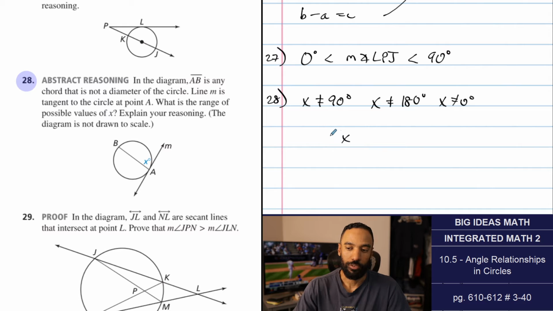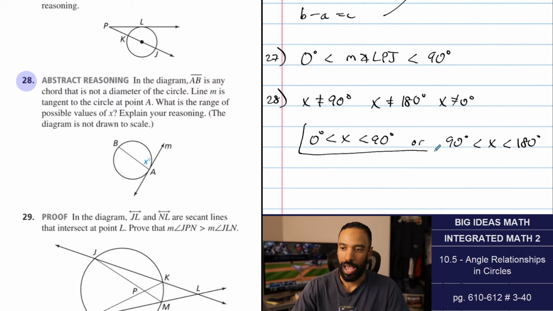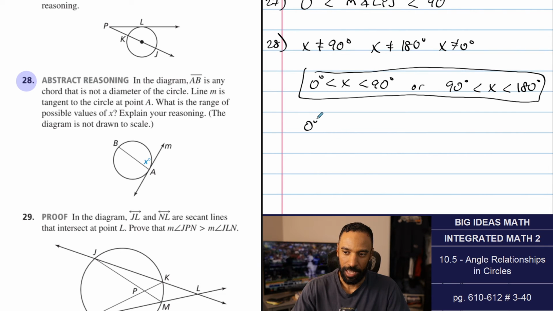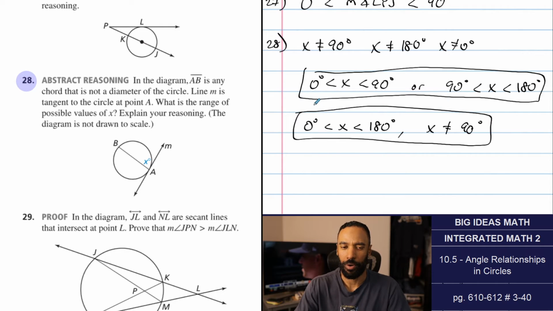So I can write this two different ways. I can either say it can be between 0 and 90, or between 90 and 180. Or I could also say it can be between 0 and 180, but not 90. Like that, X cannot equal 90. If it was a diameter thing, then it would be 90 degrees. Otherwise, it can fit anywhere within that range.